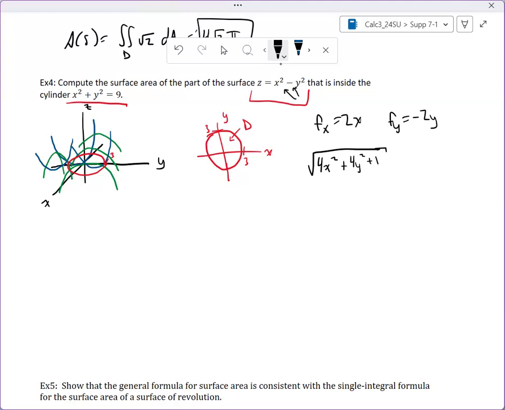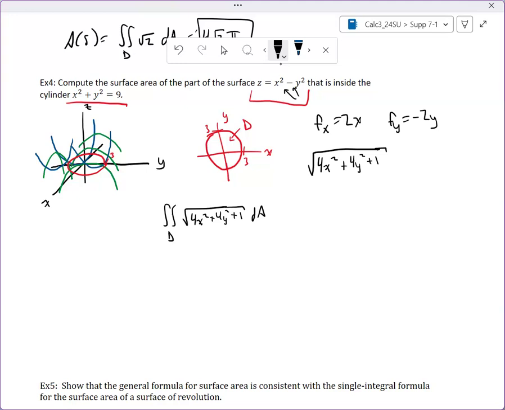Okay, so I need to integrate this thing dA. And of course, both the domain of integration and the integrand itself, with the 4 times x squared plus y squared, are just asking to be put into polar coordinates. And also, I noticed that integrating square root of 4x squared plus 4y squared plus 1 isn't going to be super nice anyway, right?